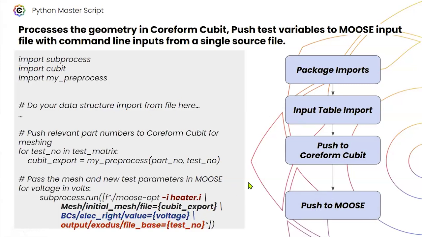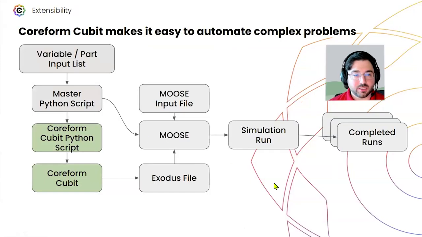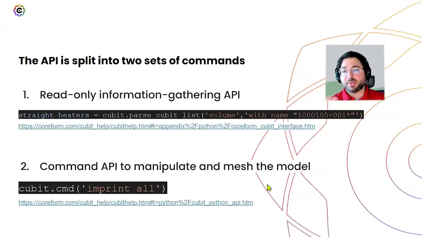And then looking into the Python script, the Python API, as I see it, is there's the read-only information gathering API, which lets you get information about the volumes and surfaces so that you can process it, make decisions on, and organize how the flow is going to work in the script. And then the second mode is the command API, which is the Cubit command language decorated with cubit.command that you can issue from Python.